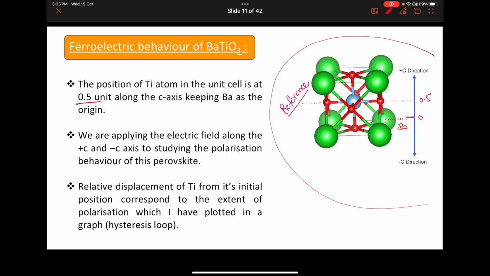Now we apply an electric field once along the positive z direction, then stop. Then we apply the electric field in the opposite direction, minus z, and stop again. We see how this perovskite behaves. We monitor the relative position of the titanium atom in the unit cell: is it staying in place, moving upwards in the presence of the field, or moving downwards? So we apply the electric field along positive and negative z and look at the displacement of titanium from its initial and final position.